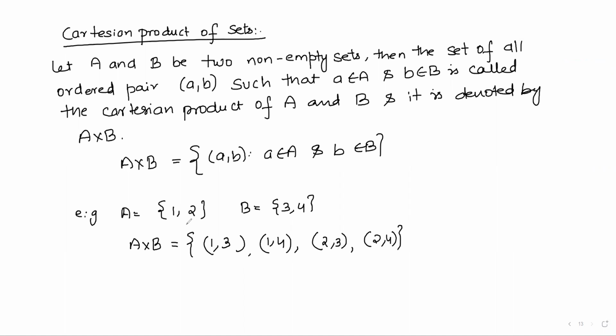Yes. We need to find A cross B. So we select the first element from the first set, the next from the second one: 1 comma 3. Again, first, next one: 1 comma 4. Again 2, next one 3. Again 2, next one 4. Understood, sir. Okay, so Safan, can you tell me what is B cross A? 3, 1; 3, 2; 4, 1; 4, 2. Very good, that's correct.